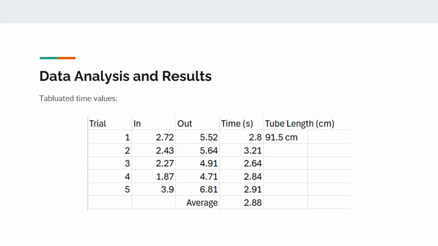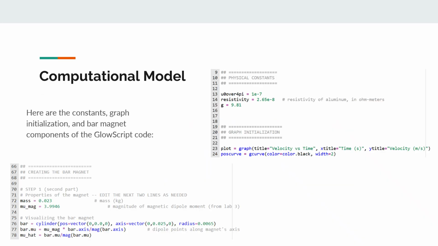Here are the tabulated values recorded for our 6 trials, along with the average length of time taken between all 6 trials. Along with the tabulated time values, the mass of the bar magnet was 0.023 kilograms, its mu value was 3.9946 amps meter squared, the length of the tube was 0.915 meter, its width was 0.006 meter, and its inner radius was 0.0254 meter.